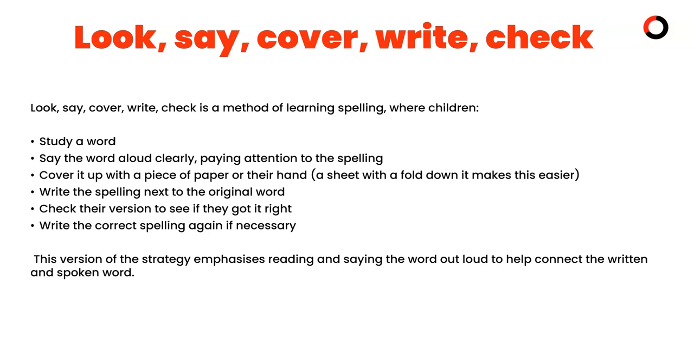The intervention is a Look, Say, Cover, Write, Check, which is a method of learning spelling where children study a word, say the word aloud clearly, pay attention to the spelling, cover it up with a piece of paper or the hand, write the spelling next to the original word, check their version to see if they got it right, and then write the correct spelling again if necessary. This version of the strategy emphasizes reading and saying the word aloud to help connect the written and spoken word.